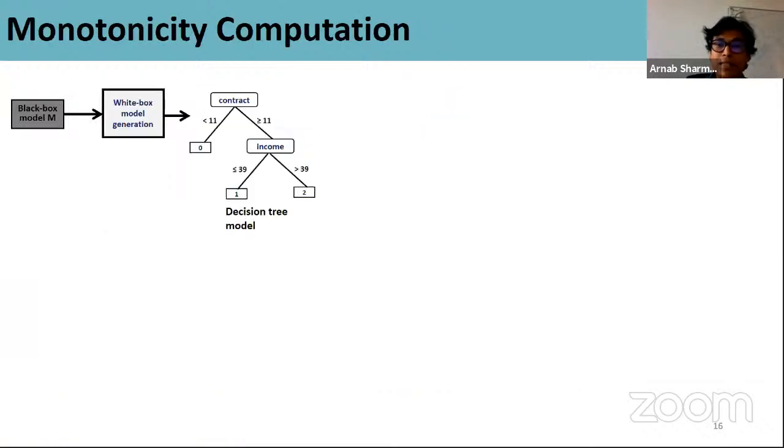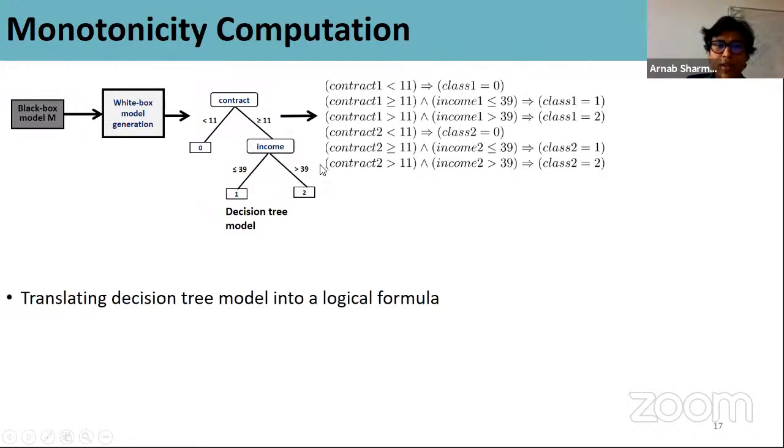So in the next step, after generating the white box model, let's say that we get a decision tree like this. And here, each of the leaf nodes is basically giving you the class. And let's say we have two features, contract and income. Now, next what we do is we convert this decision tree to a logical formula. And this can be easily done if you encode each of the branches as a kind of condition and the leaf node as an implied class.